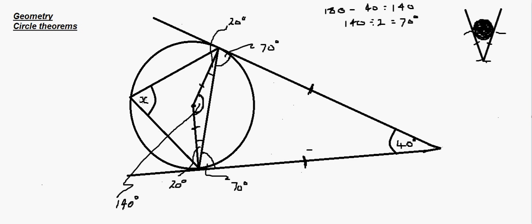This angle here at the circumference, going back to the circle theorems, we have this shape here. The angle at the circumference is always half the angle at the centre. So if the angle at the centre is 140 degrees, then x equals 140 divided by 2. So x must equal 70 degrees. So that will be our answer.